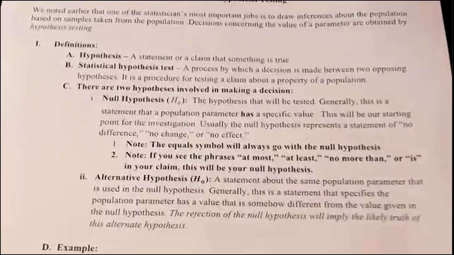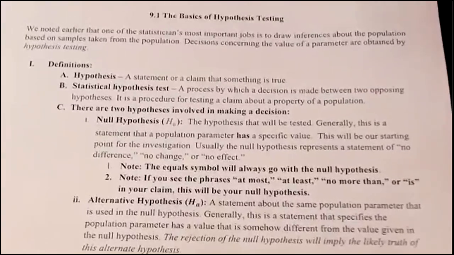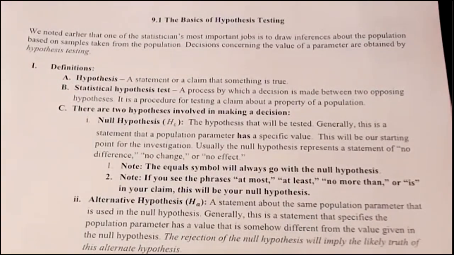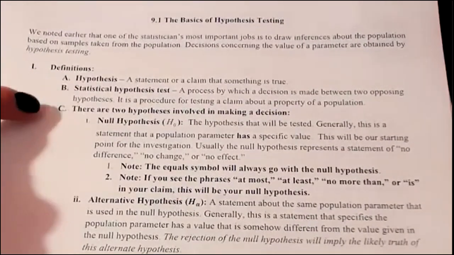So I'm going to read the very top and then I'll ask for a volunteer to read parts A, B, and C. So we noted earlier that one of the statistician's most important jobs is to draw inferences about the population based on samples taken from the population. Decisions concerning the value of a parameter are obtained by hypothesis testing. Remember that a parameter is essentially a numerical descriptor of the population. So volunteer, please, to read the definitions A, B, and C.